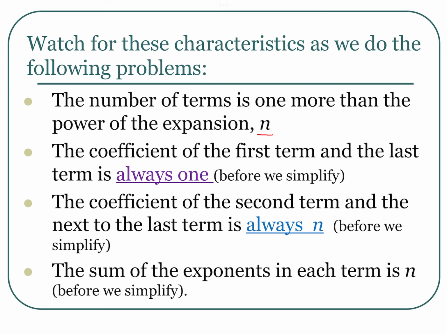The coefficient of the first term and the last term is always 1, before we simplify. After we simplify, it might change. The coefficient of the second term and the next to the last term is n, before we simplify again. And the sum of the exponents in each term is whatever n is. Notice those are always before we simplify, which you're going to see as we do examples.